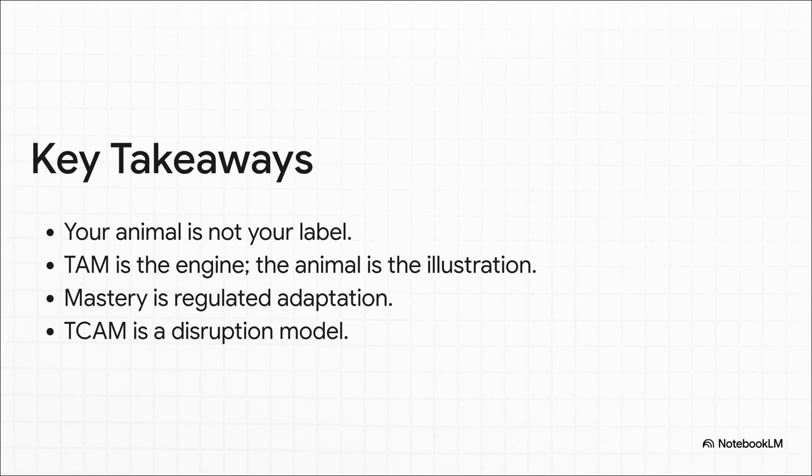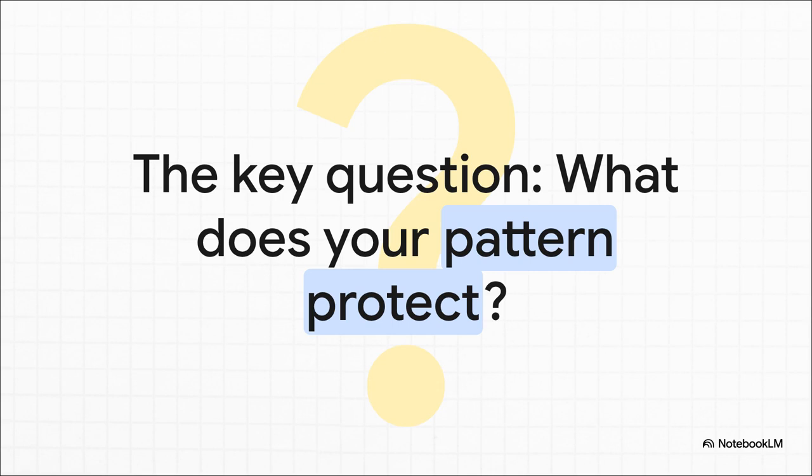So, if you take anything away from this whole explainer, let it be these four points. First, your animal is not your label. Second, TAM is the engine. The animal is just the illustration. Third, mastery is what that adaptation looks like when it's regulated. And finally, TCAM is just a practical model for what happens when that mastery gets disrupted. Which brings us to the final, and honestly, the most important question. The goal here isn't really to ask, what animal are you? Because that's just a label. The real question, the one that opens up genuine understanding, is this: what does your pattern protect?